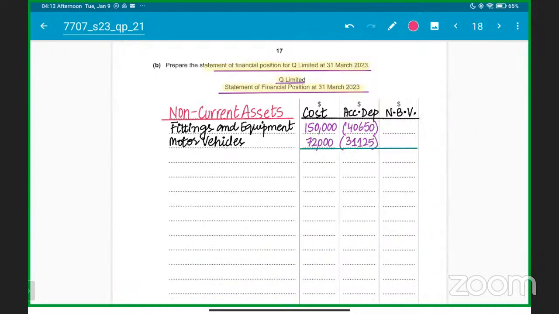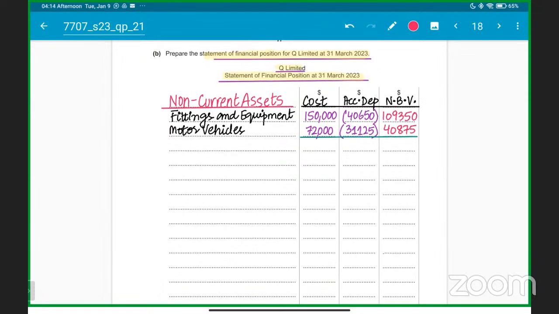With me, everyone got this? 150,000 minus 40,650, that is 109,350. 72,000 minus 31,125, that is coming as 40,875. Make sure you understand the format as well, okay? 109,350, 40,875. Add both of them, and you will get the net book values of both the assets, or the non-current asset value. Okay, students?